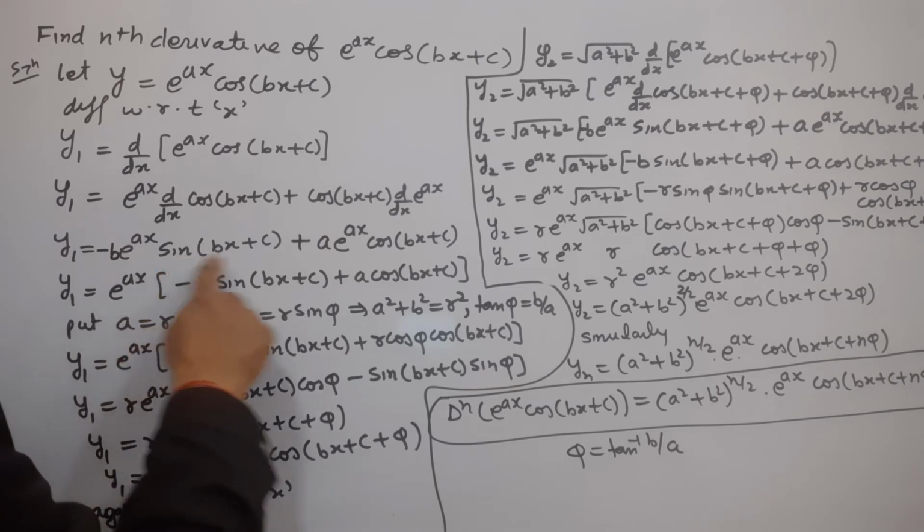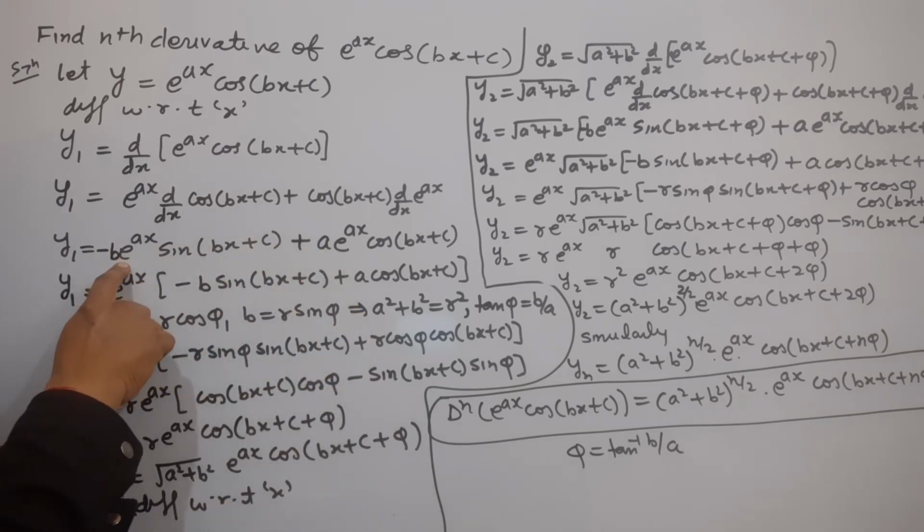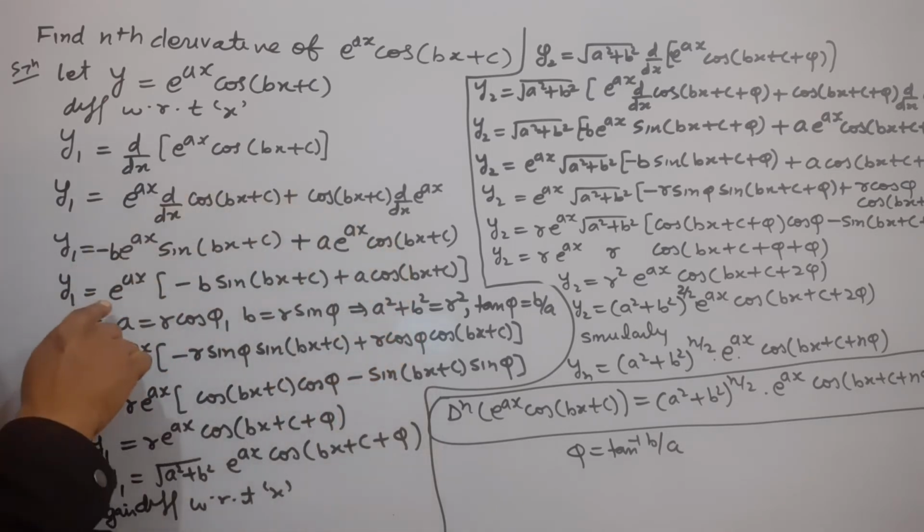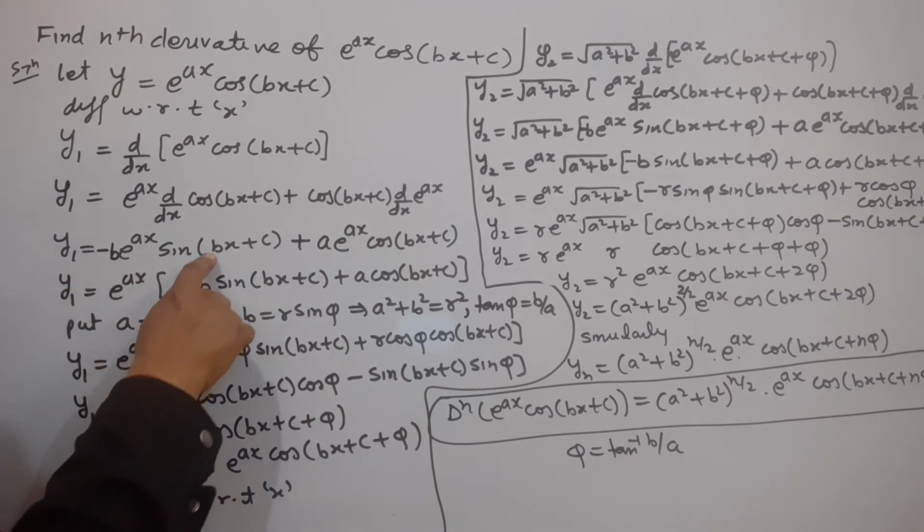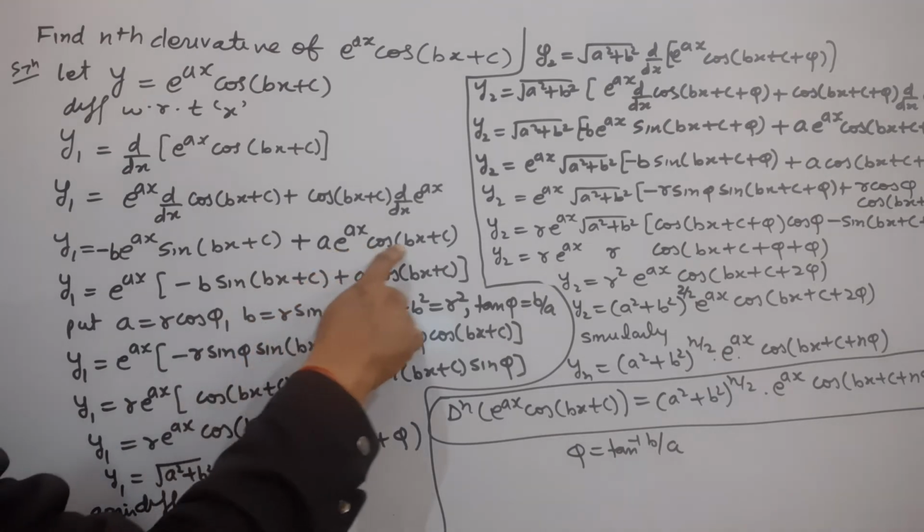Now here we can see that e to the power ax is in both the terms, so we take e to the power ax common outside the bracket, and we write here minus b sin bx plus c plus a cos bx plus c.